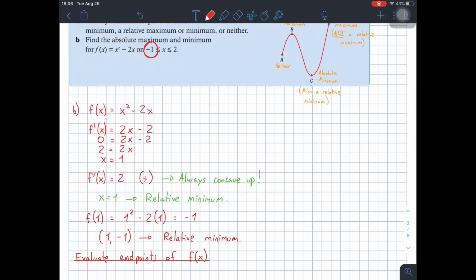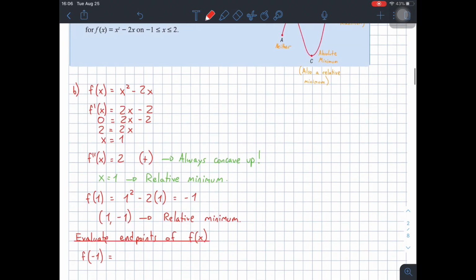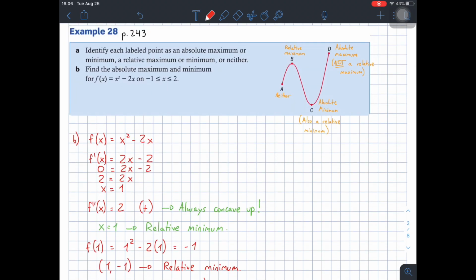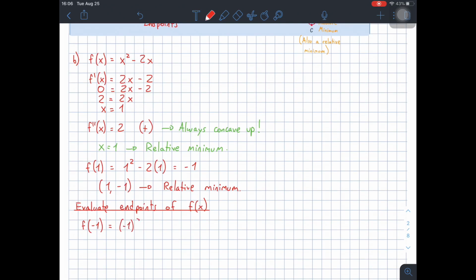In order to evaluate the endpoints of f of x, we need to replace into the original function, first of all, this value of x, and later on this value of x, and see what values of y we get. So first of all, we're going to find f of -1. Let me write that this and this are endpoints, just to make this clear.